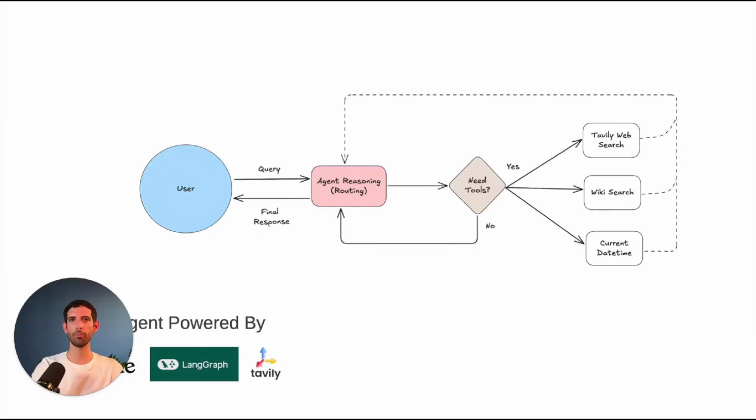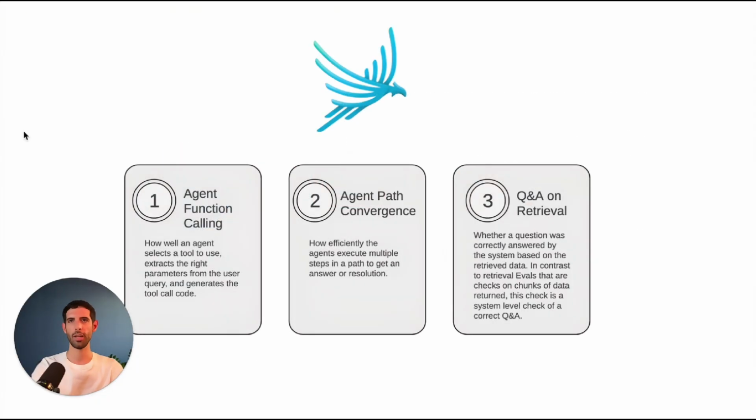So we're going to pick up right where we left off from last week. Recall that we'll be running evals on a React agent with access to Tavily Web Search, Wikipedia Search, and current Datetime. It's powered by LangGraph and uses Claude 3.7 Sonnet for reasoning, and has access to Tavily Web Search.